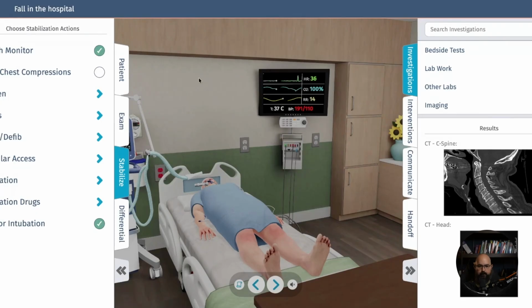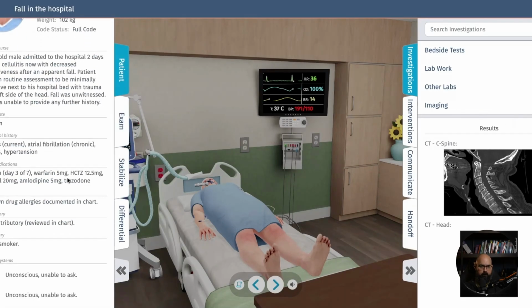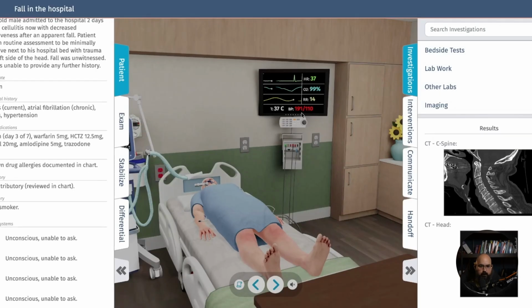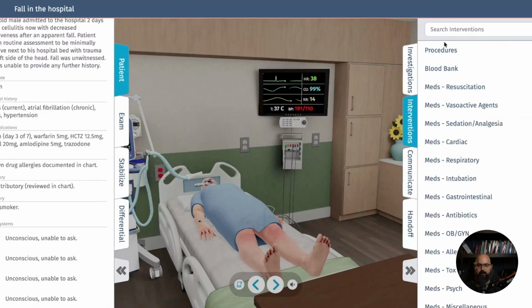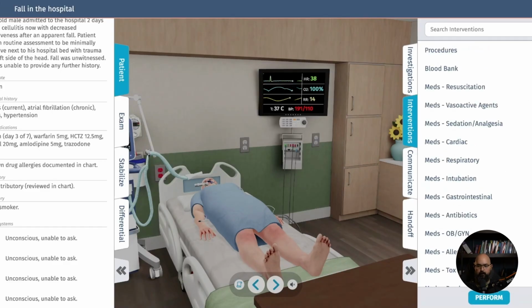Okay, so we need to do a couple things. Current medications, warfarin, 5 milligrams. So he does take warfarin. Oh my gosh, bradycardia, hypertension, and we have a very wide pulse pressure. All these things look like they're potentially indicative of rising ICP. So let's do a couple temporizing measures. First, one is going to be a mannitol bolus. Let's get that in.